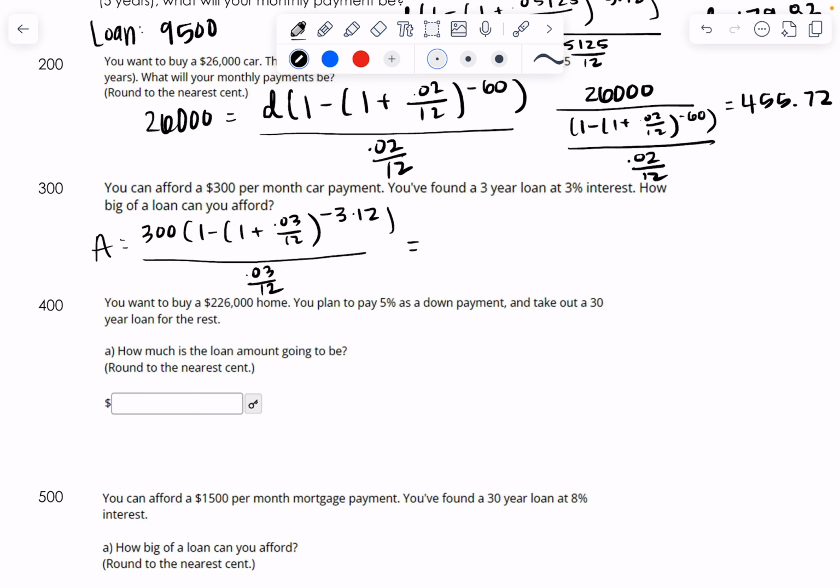So on that one, all you have to do is type it into your calculator. You don't have to divide by the big fraction. You just type it in, and you can afford a $10,315.94 loan if you can pay $300 a month at 3% interest. And you only have the loan for 3 years. Typically, it's 5 years, but you can go down as low as 3 or as long as 6, usually.